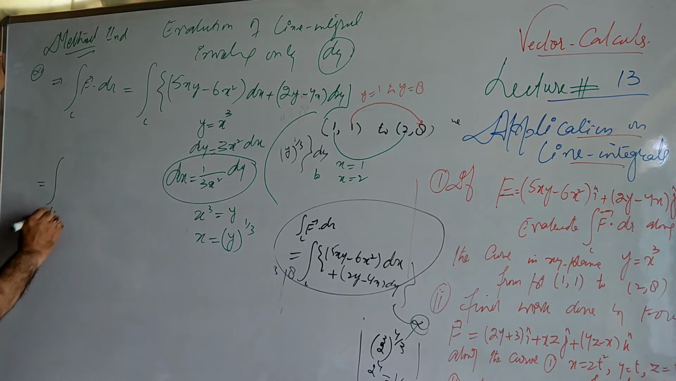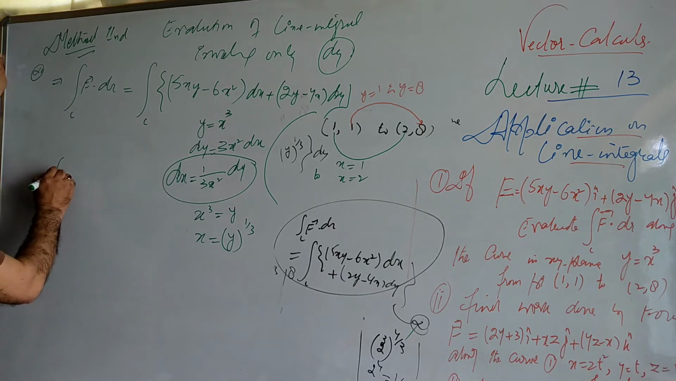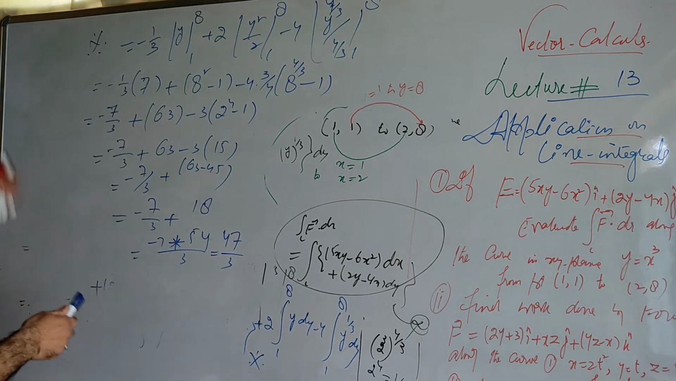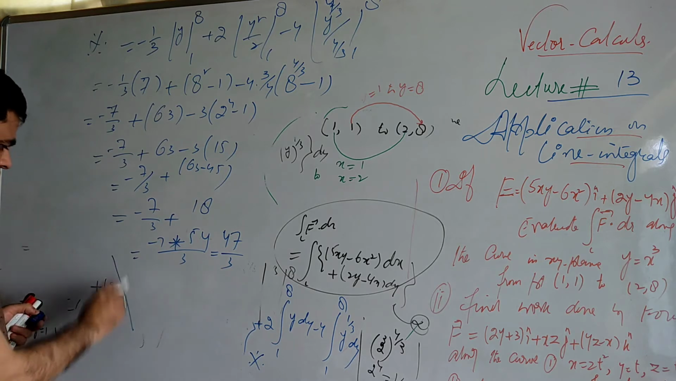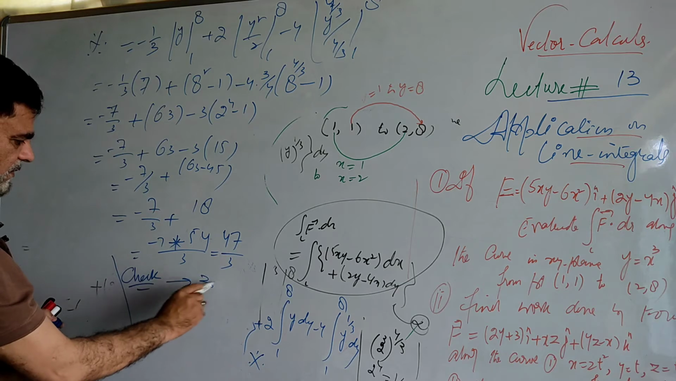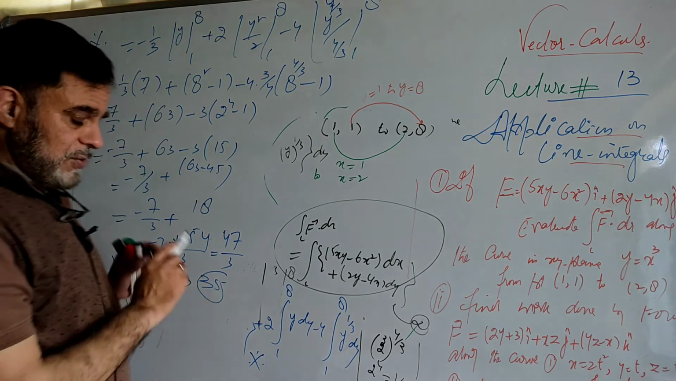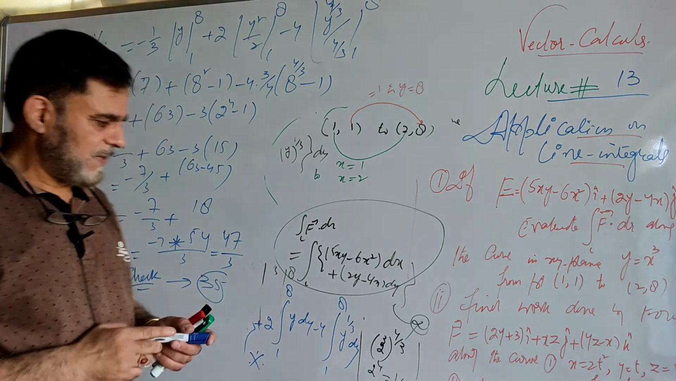Is it integral c? You will definitely get this 35. You will check it. I will write here, check your result. This is also 35. Check from this up to this. You should definitely get this as 35.